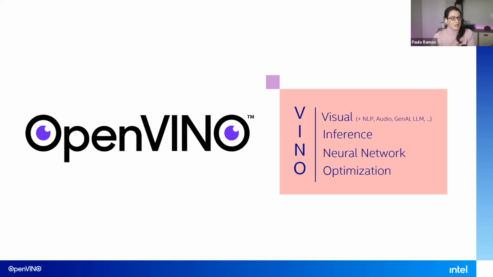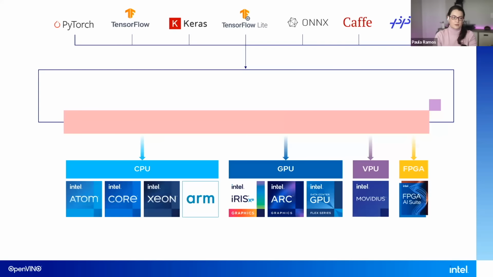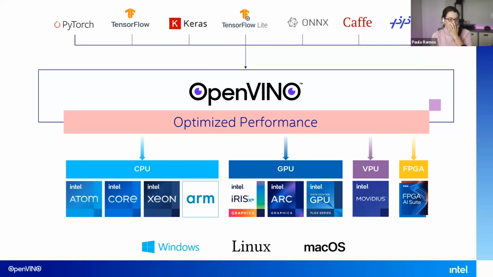Also, really important, with the OpenVINO framework, you can optimize your model and deploy it on different kinds of hardware, not just Intel hardware. Basically, this is the idea that we have with OpenVINO. We can use different kinds of models coming from different frameworks. We can optimize the performance, we can optimize the model. And with that model, we can deploy on different hardware, different kinds of CPUs, such as Atom, Core, Xeon.